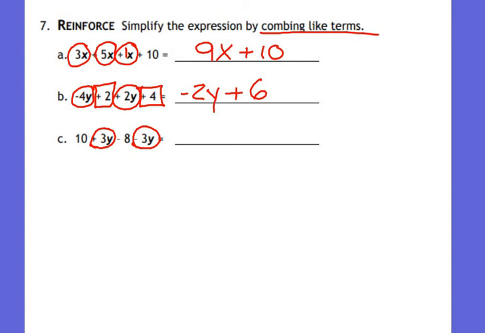Are they alike, these two? Yes. Like terms? Yes. Okay, I'll square those. I have a positive 10 and a positive 8. No, a negative 8. What does that combine to? A positive 2. I guess that's all my answer then, huh? The other family got wiped out.